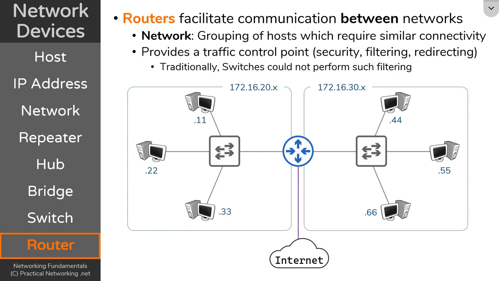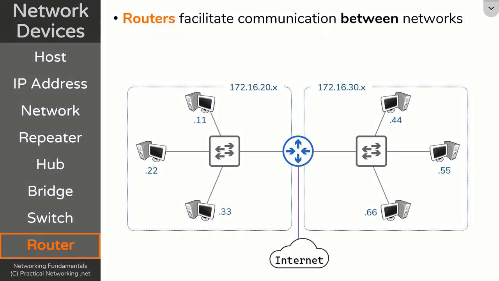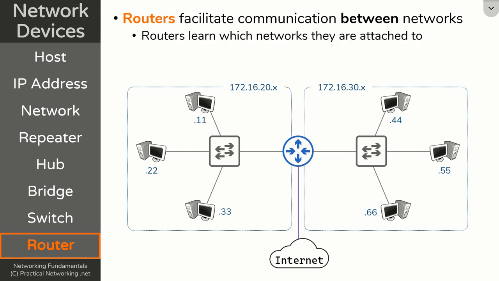If you had devices that needed different types of connectivity, you'd want to place them in different networks. The network boundary is what is meant to be the logical separation of devices. The way routers work is that they learn which networks they are attached to, meaning this router is going to learn that on this interface it's connected to the 172.16.20 network, and on this interface it's connected to the 172.16.30 network, and out here is the direction to go to the internet.